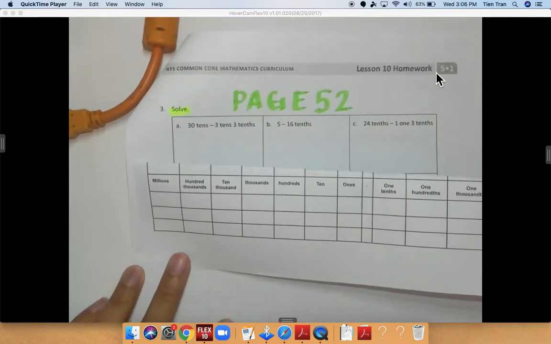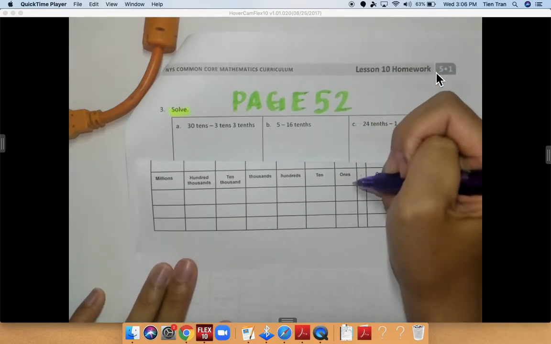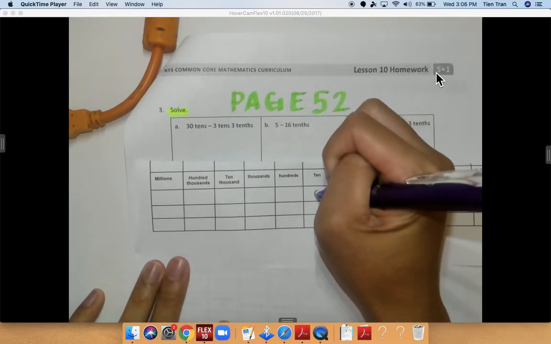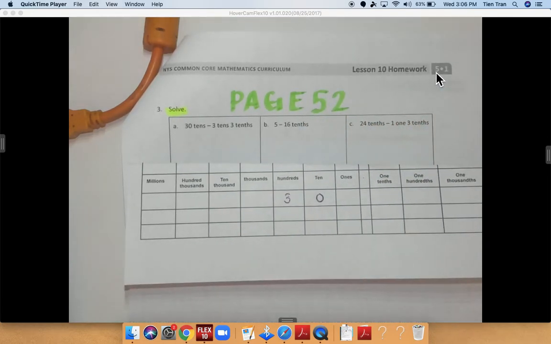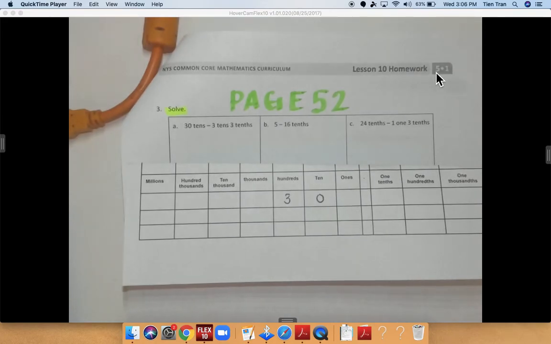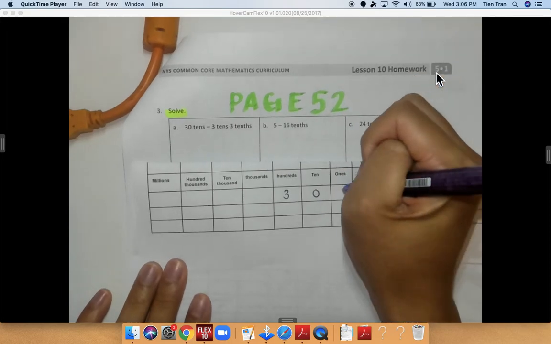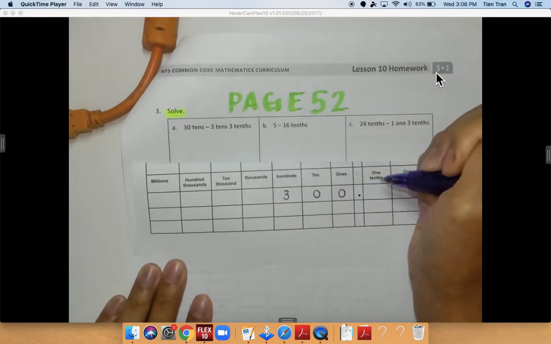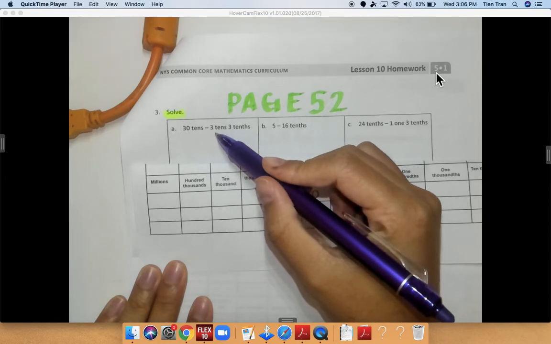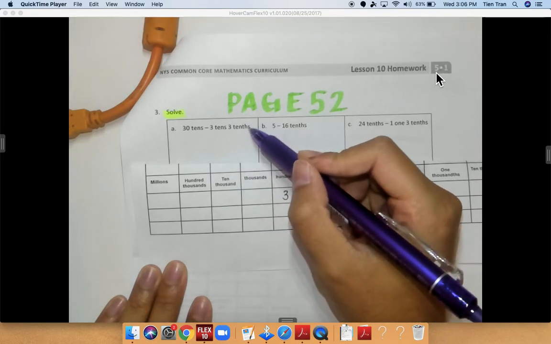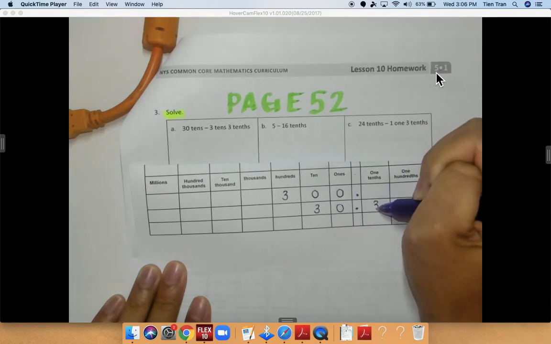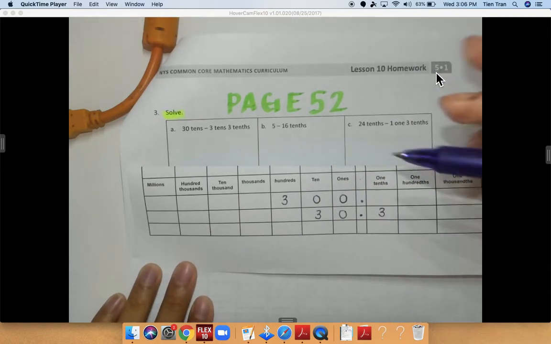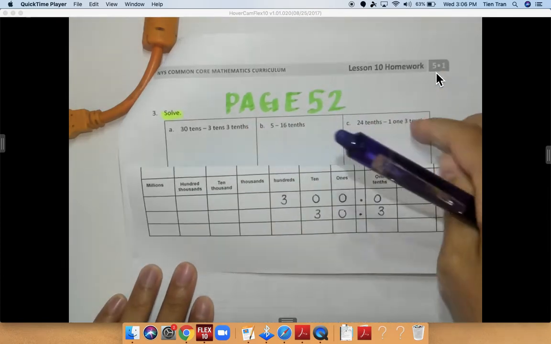So right here, I have 30 tenths. So that means that a 0 is going to be right here, and 3 is going to be in my hundredths place because I have 30 tenths. That's what it means, 30 tenths. Okay, so now I'm going to make sure I add the other 0. It always goes to decimal. And it says I'm subtracting 3 tenths and 3 tenths. So 3 tenths and 3 tenths.